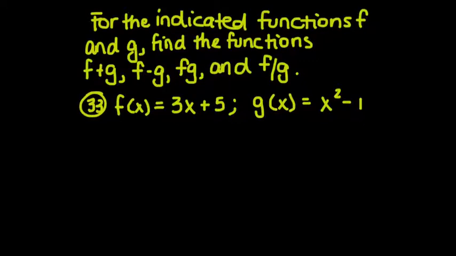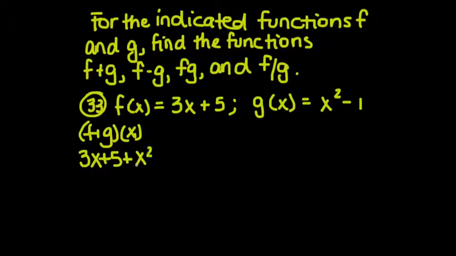For the operations here, f plus g of x involves adding those two functions together. So I have f of x, which is 3x plus 5. I will add that to g of x, which is x squared minus 1. Combining my like terms, I have x squared plus 3x plus 4.